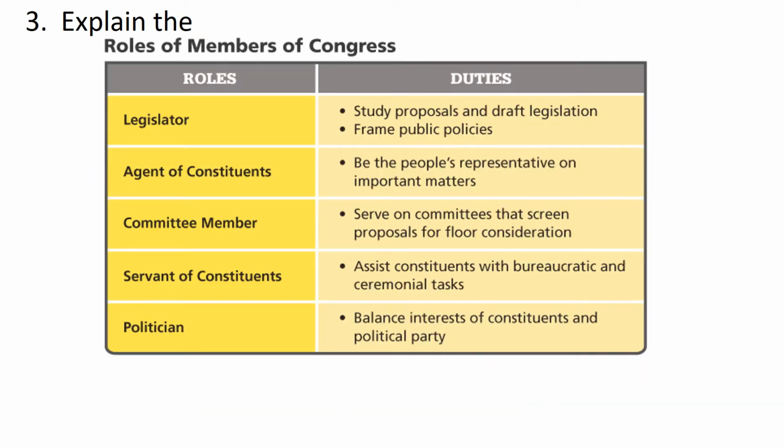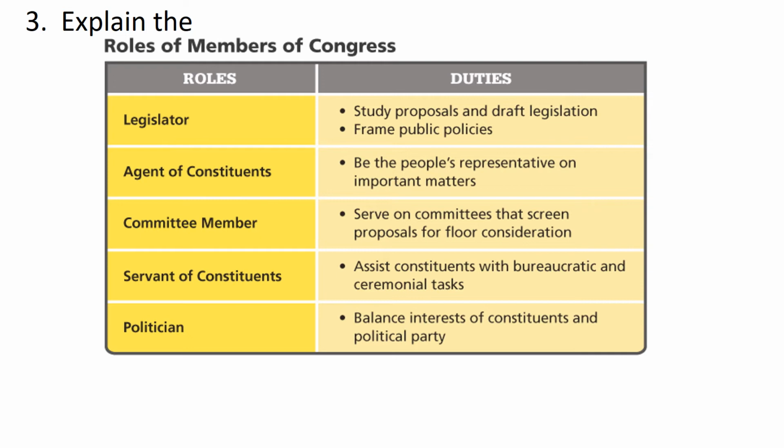So number 3 is to explain the roles of members of Congress. And essentially, I want you to copy it on this chart. A chart is a powerful tool because the way this is laid out, it's showing you the importance of these different roles of members of Congress. So their key role is to be a legislator, for them to study proposals and draft legislation, frame public policies. This is them making the laws. That's what a legislator is.